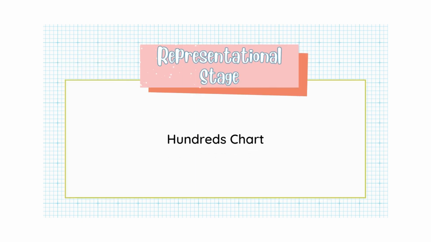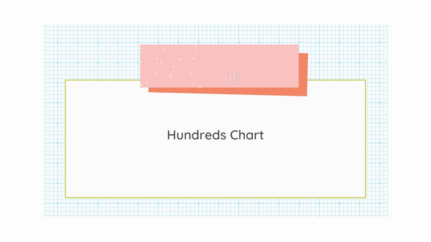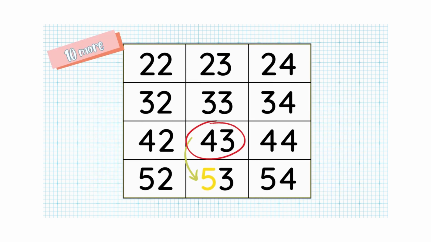Transitioning to the representational stage, one effective strategy for teaching the concept of 10 more and 10 less is utilizing a hundreds chart. A hundreds chart reinforces the concept of place value. Students can easily see how changing the tens place affects the number when determining 10 more or 10 less. Explicitly model to students how to navigate a hundreds chart when determining 10 more than a given number. They can observe that as they move down on the hundreds chart, the digit in the tens place changes because they are adding 10. If needed, students can also utilize base 10 blocks simultaneously to establish connections between both representations.